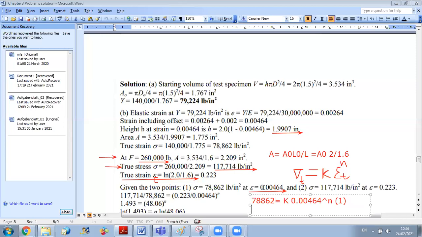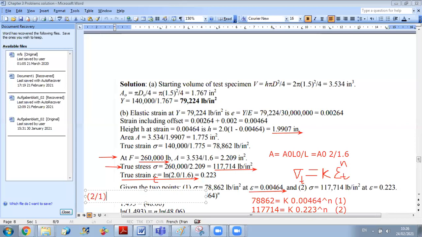Equation number 2 will be, for my second point, I have the characteristic sigma equal to 117714 equals K times 0.223 to the power n. So now, this is equation number 2. So now, in order to get n, we can divide 2 by 1. Okay. So if we do here equation 2 over equation 1, you will get the following.